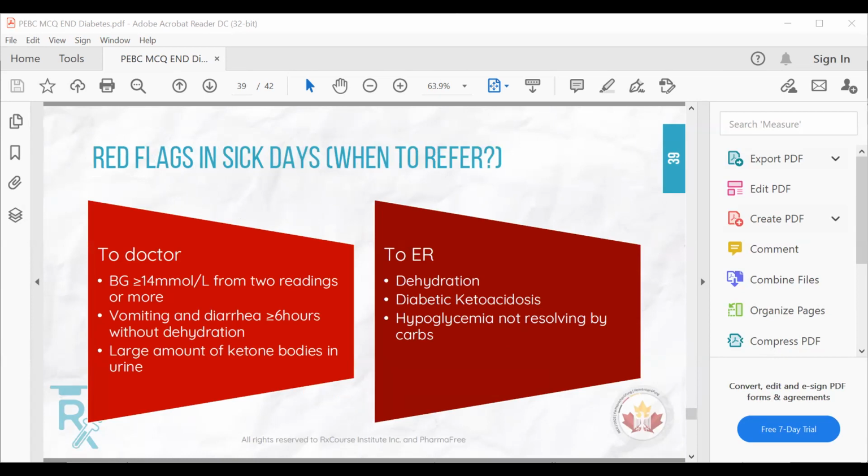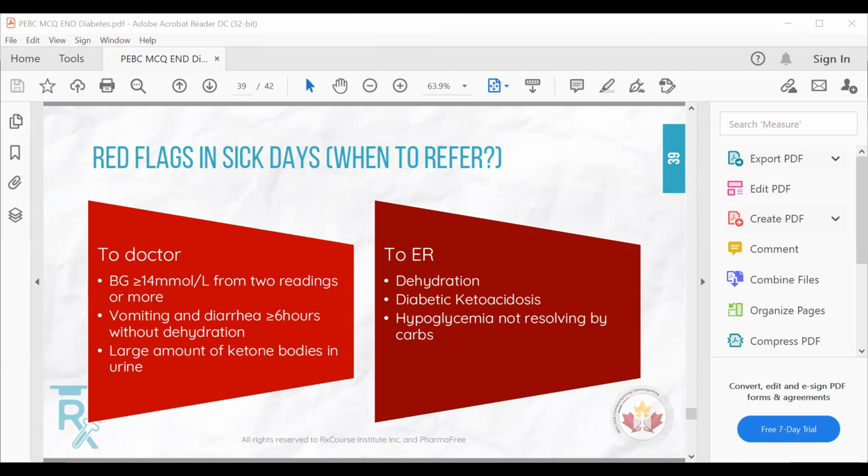Regarding the sick day, if a patient went through a sick day, when would I refer him to the doctor? When would I refer him to the emergency, depending on the reading. If the blood glucose is 14 millimole or more, it means that keeping him hydrated and these things are not enough. He needs more investigation and more monitoring, so I will transfer him to the doctor.